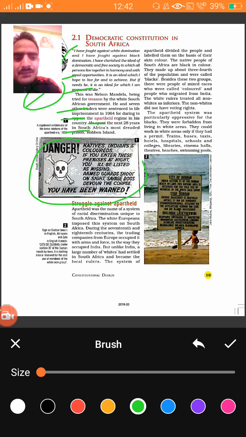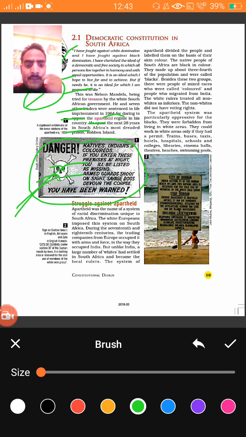What are they? Means South Africans, the British government wrote: natives means local people, Indians and colored. If you enter these premises at night, you will be listed as missing. आपको गायब घोषित कर दिया जाएगा. Armed guards shoot on sight. Savage dogs devour the corpse. You have been warned. This is the example of great apartheid. Okay, means नस्ल भेद.